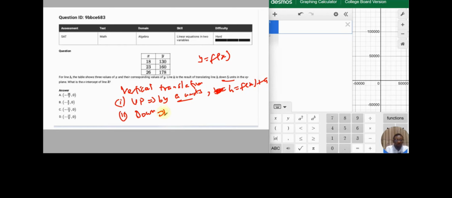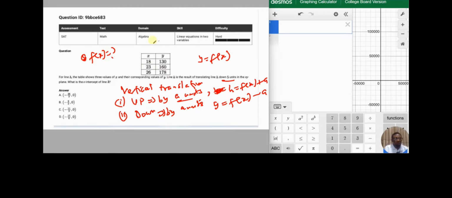If it's going down by a units, the new graph will be, let me use g, g equals f of x minus a. So going down is f of x minus a, while going up is f of x plus a. But in this question, there's no f of x, so let's get our f of x.